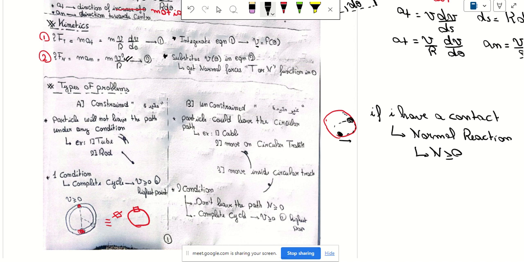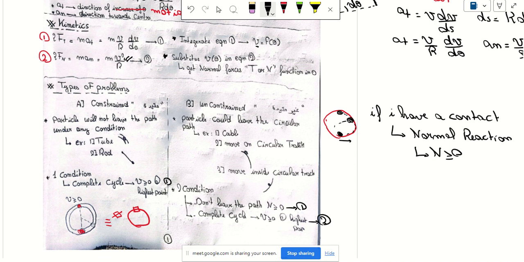Okay, so in the unconstrained case we have two conditions. The first one is N is greater than or equal to 0 at any point, and it depends on where N will be the minimum. And v greater than or equal to 0 at the highest point again. So we have two conditions to check, while in the first one we only have one condition to check. The particle could leave the circular path.